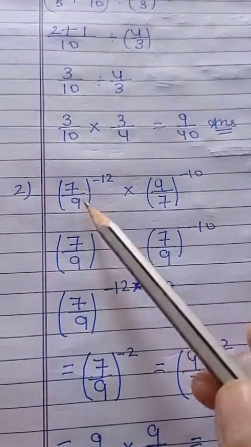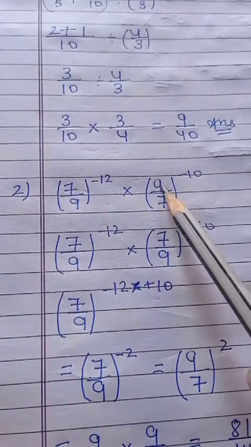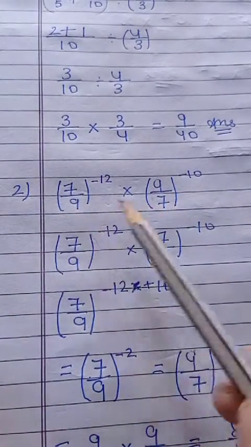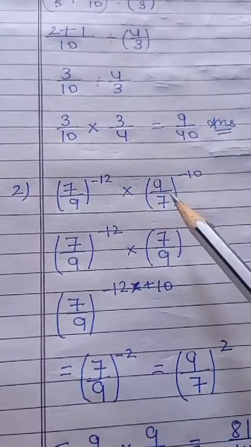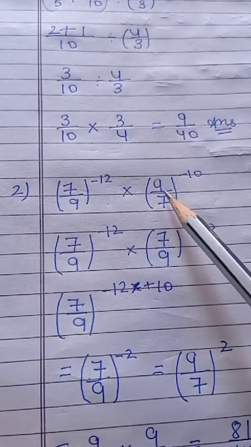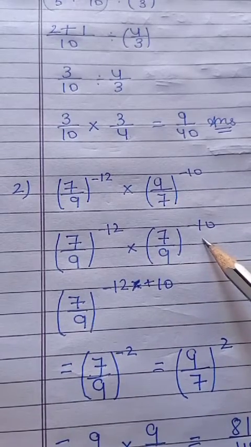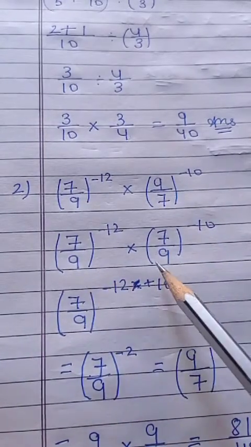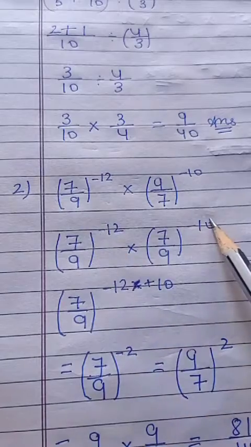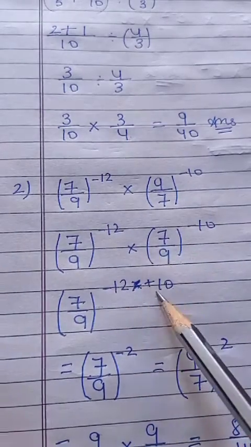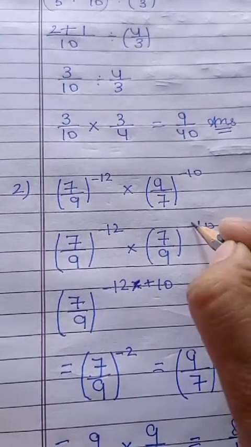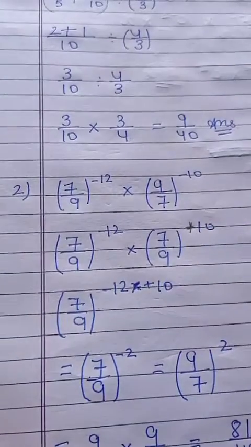Next question. 7 over 9 raised to the power minus 12, times 9 by 7 raised to the power minus 10. So you can see here the bases are reciprocal of each other. So let's make them the same by reciprocating this term. Clear? So this will become 7 over 9 raised to the power 10. Now bases are the same. They multiply, powers will be added. So this will be minus 12 plus, here the power is plus now. Clear? Plus 10 is the power now.